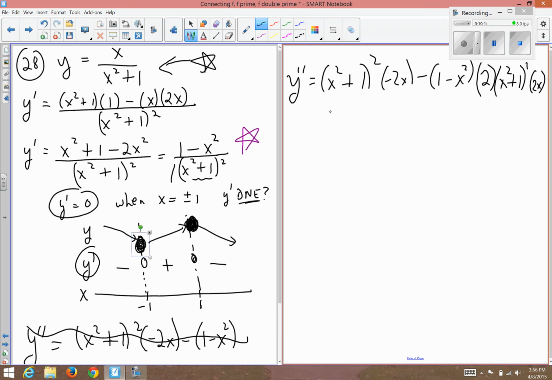So let's just check it out. So far I have the denominator by the purple star times the derivative of the numerator minus the numerator times the derivative of the denominator. That's the power rule. 2 times x squared plus 1 to the first power times the derivative of what's in the parentheses. And all over the denominator squared, x squared plus 1 squared squared. So the second derivative is a mess.